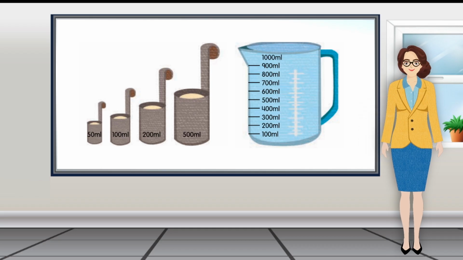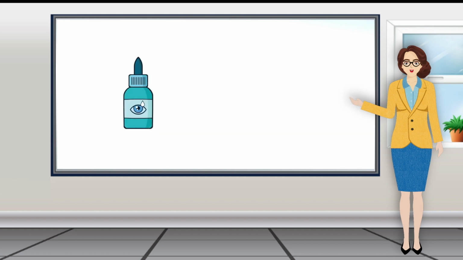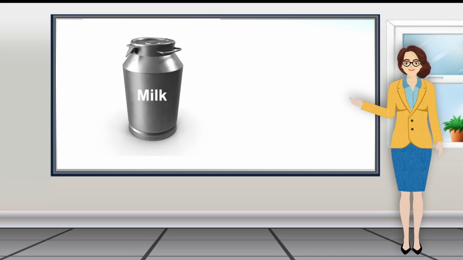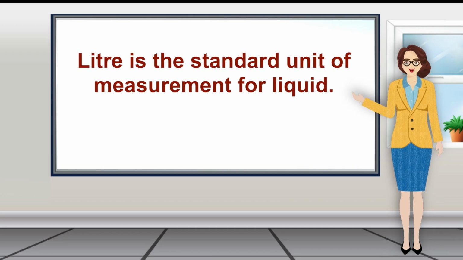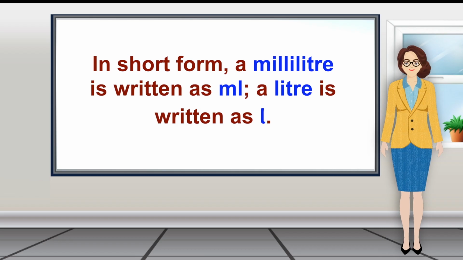Different measuring containers are used to measure milk, oil, liquid medicine, or any other liquid. For measuring smaller quantities of liquid, like the amount of liquid medicine or food essence, we use milliliters. For measuring larger quantities of liquid, like the amount of milk in a container or oil in a jar, we use liters. Liter is the standard unit of measurement for liquid. Remember, in short form, a milliliter is written as ml, a liter is written as L.